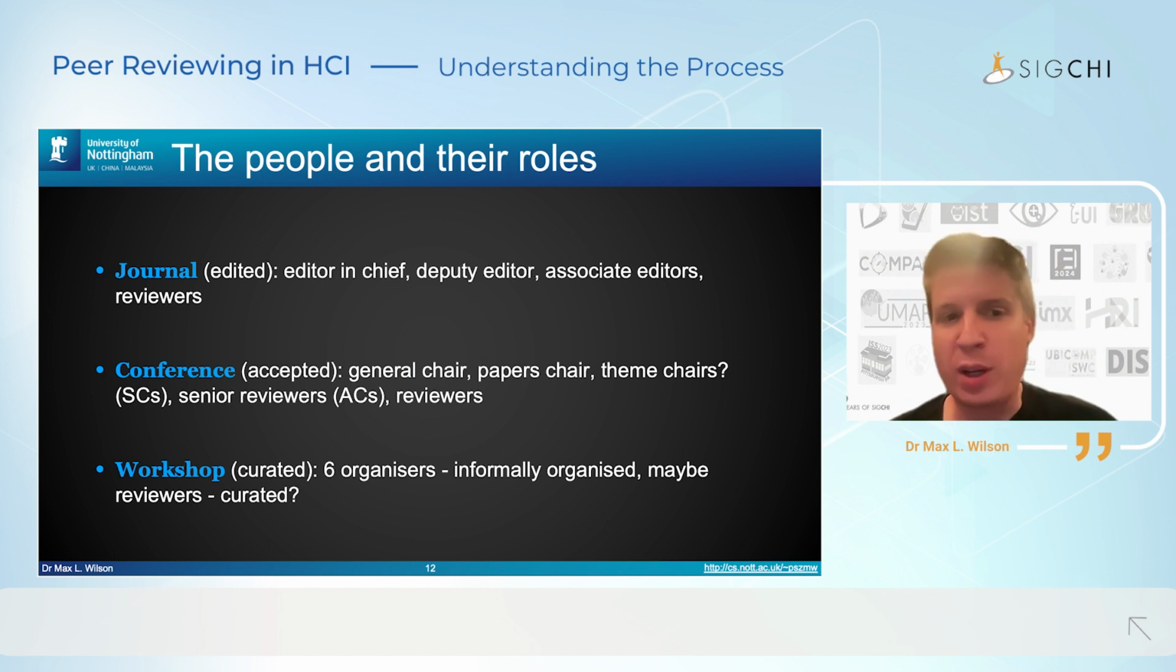In a workshop, it's often a lot more informal. There's often like maybe a half a dozen organizers who are informally organizing all the things like how the workshop will be organized, what papers are included, that type of thing. They're just kind of doing all the jobs together. And they might be doing all the reviewing just amongst themselves. They might invite some reviewers, but ultimately they're kind of acting as the senior reviewers and the papers chairs and the organizers all together in one kind of mix, which is often a lot more curated as a process.